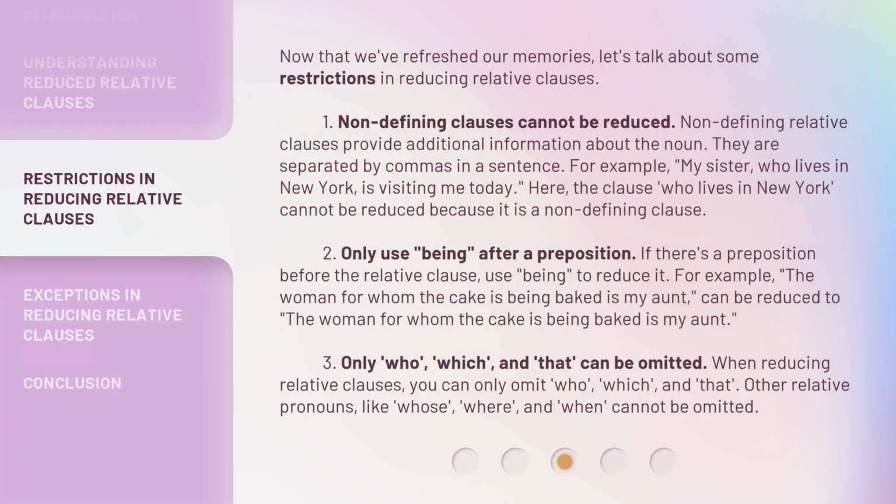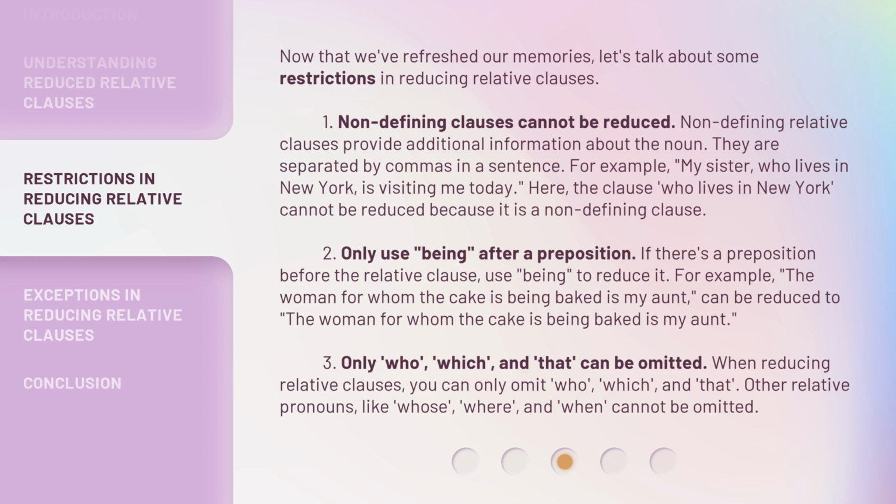Now that we've refreshed our memories, let's talk about some restrictions in reducing relative clauses. 1. Non-defining clauses cannot be reduced. Non-defining relative clauses provide additional information about the noun. They are separated by commas in a sentence. For example, "My sister, who lives in New York, is visiting me today." Here, the clause, "who lives in New York," cannot be reduced because it is a non-defining clause.